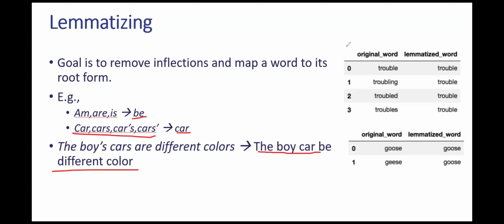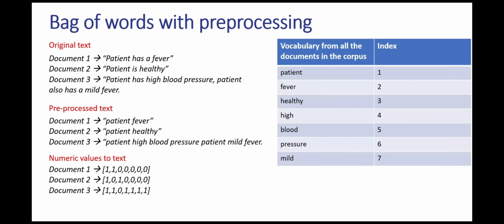Here we can see some tables of words that have been lemmatized. Lemmatizing converts words like troubling, troubled, and trouble all to just trouble. And goose and geese are just converted to goose. Versus if it was stemming, geese would have been converted to something like gees, and goose would have been converted to goos or something. So that's the idea behind stemming and lemmatization.